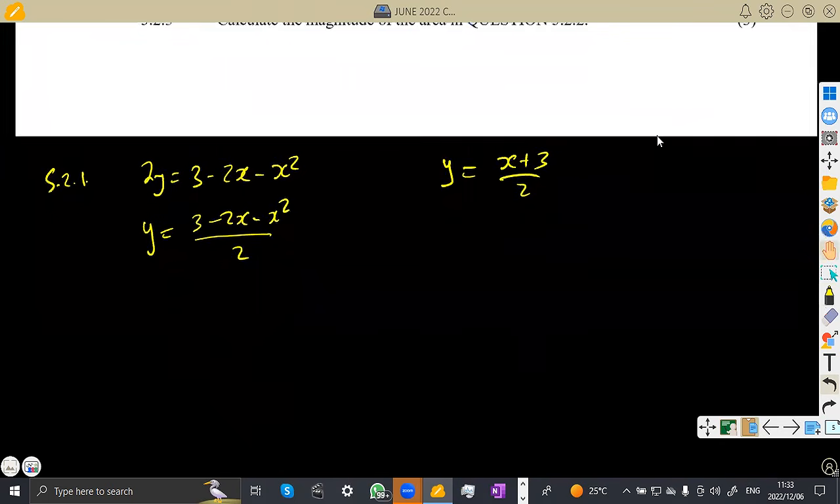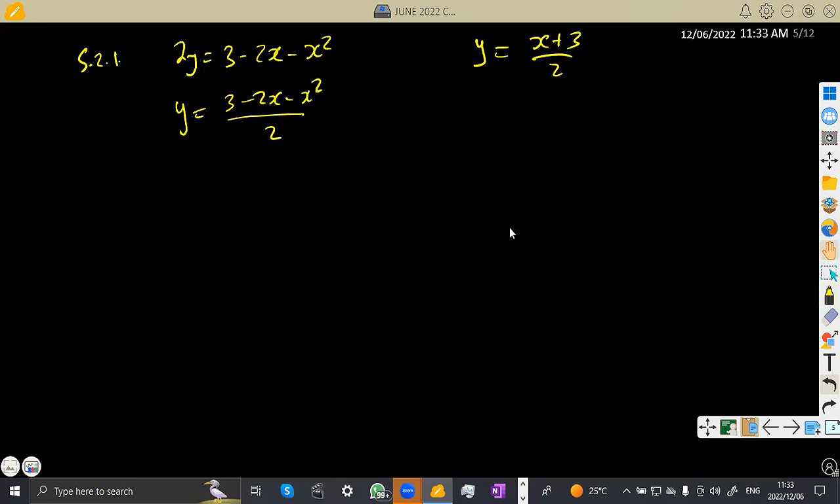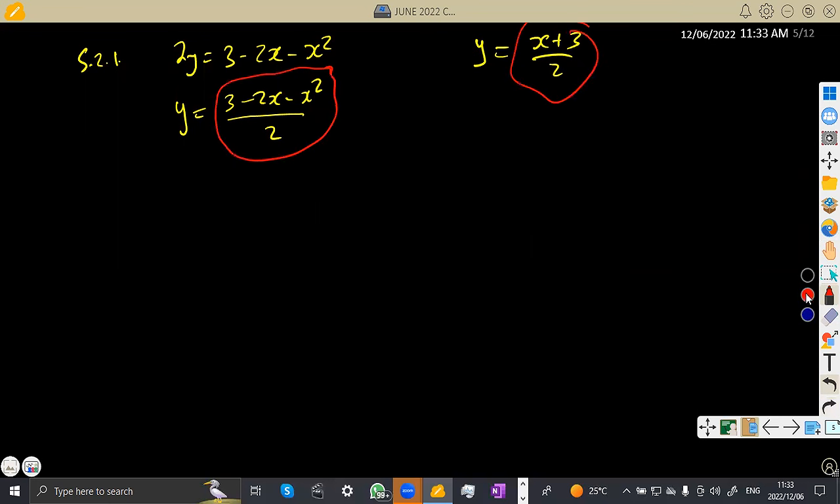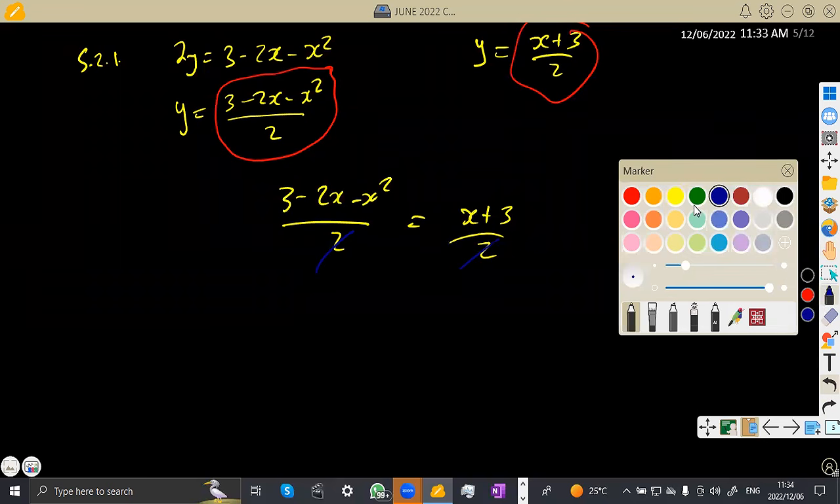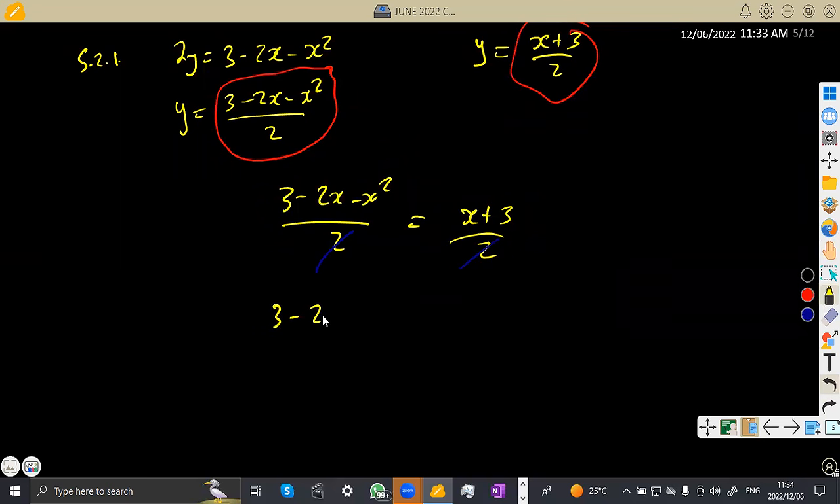And we know that at the point of intersection, the two graphs are equal. So you just have to equate the x parts of the equations. We are going to equate this part since y and y are equal. But by equating these two, I want you to see something here. We're going to have 3 minus 2x minus x squared over 2, which is equivalent to x plus 3 over 2. Since the 2 and the 2 are the same here, definitely they will cancel. Even if you cross multiply, then divide, these 2 will cancel. So you're just going to remain with 3 minus 2x minus x squared, which is equal to x plus 3.